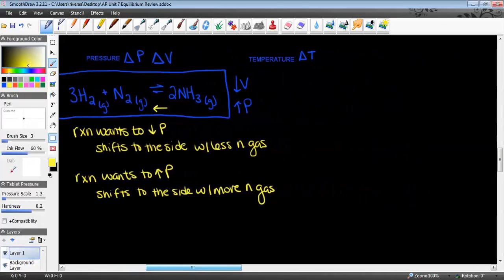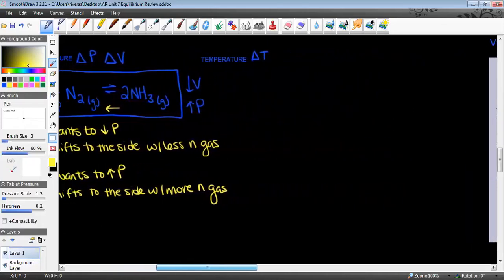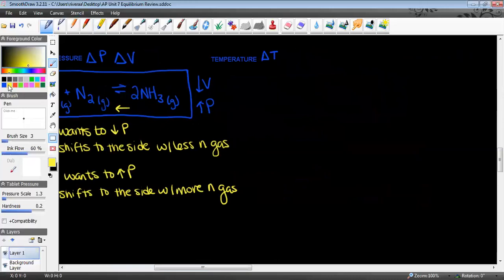And then lastly is temperature. How does temperature change shift equilibrium? It depends on whether or not your reaction is endothermic or exothermic, so you need to know that. So let's write this reaction out one last time. 3H2 plus N2 making 2NH3.